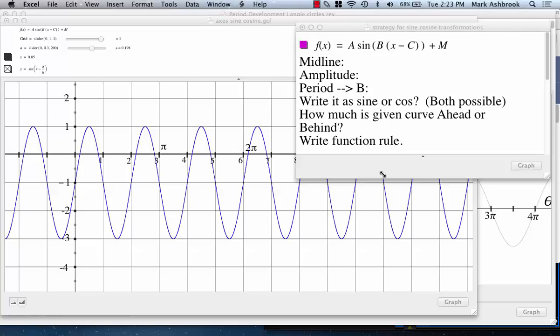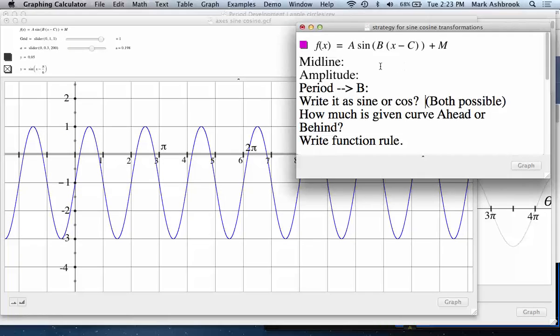Okay, let's see how we did. Malin, tell me about the midline. Because it's a line, we want to write the equation of the line. y equals -1. Okay, what about the amplitude? 2. Is everyone good on those? That's the easy part, right? The midline is -1. Distance from the midline up to the top is 2.